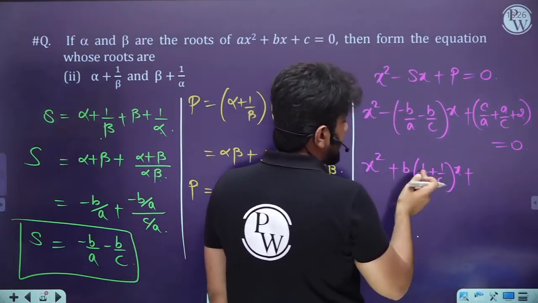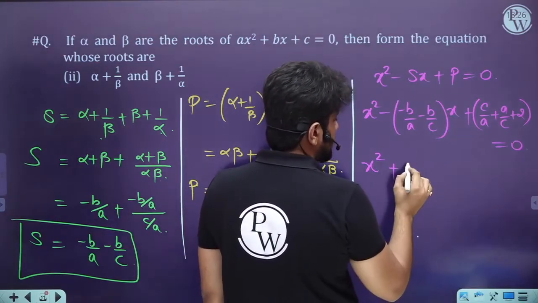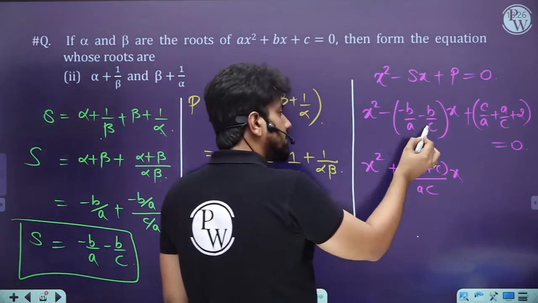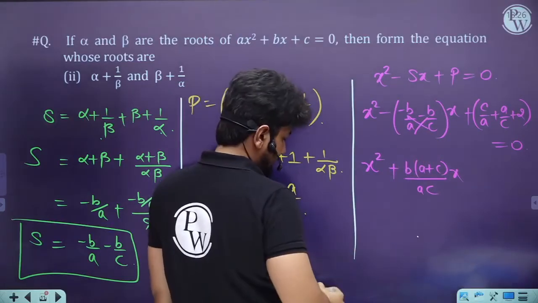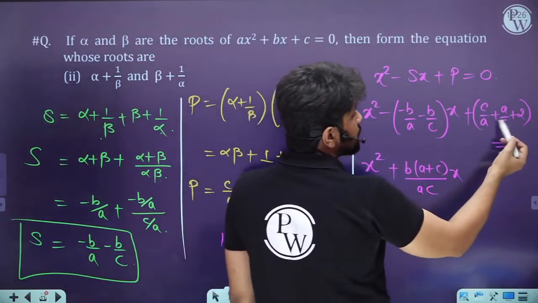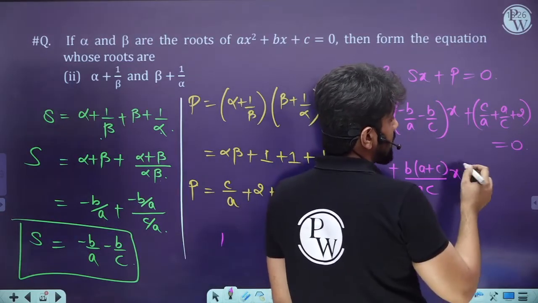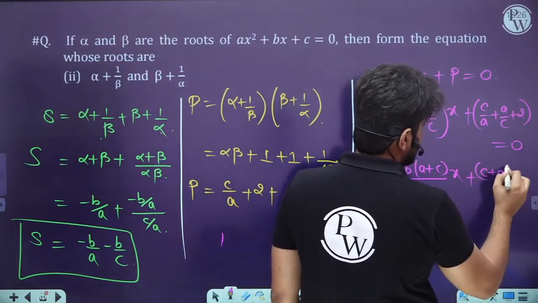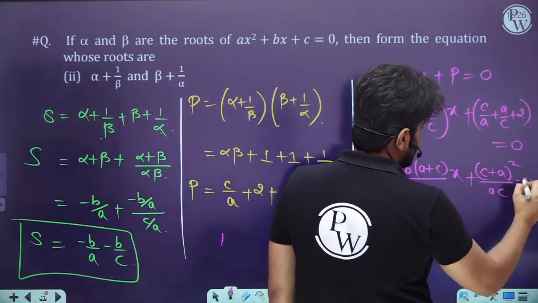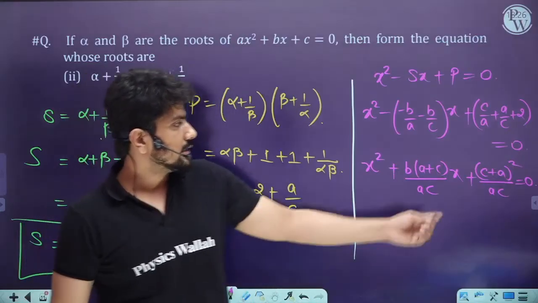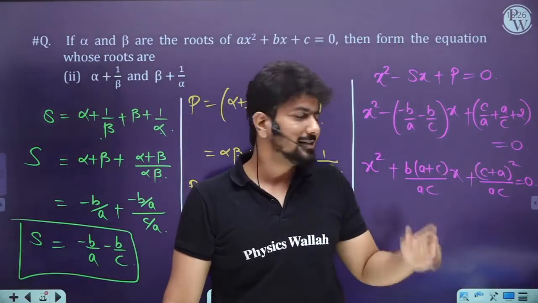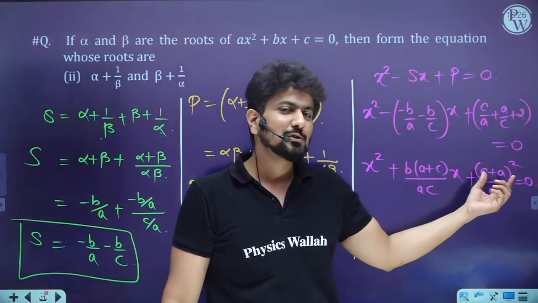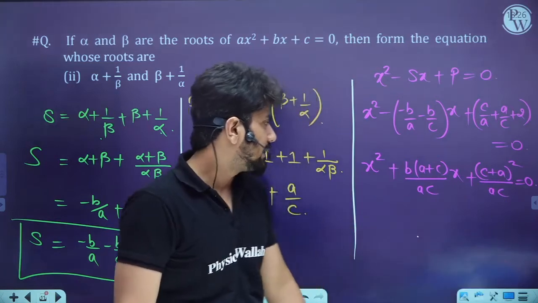Or you can take LCM also over here. So we have b times a plus c upon ac, if you take LCM. Here if you take LCM, you are going to get c square plus a square plus 2ac, means c plus a whole square by ac. This is what you are going to get. See, c by a plus a by c plus 2. Take LCM, you get c square plus a square plus 2ac in the numerator, which is c plus a whole square. Okay, taking LCM by ac.